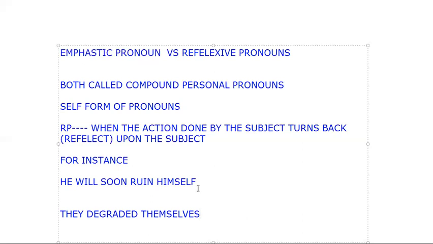In such cases, pronouns are the object of the verb. Got it? Yes, ma'am. Like they themselves: themselves is the object for the they, the subject. Okay. If you are done up till here, I will explain you the emphatic pronoun as well. It's pretty easy, but I prefer to explain you.